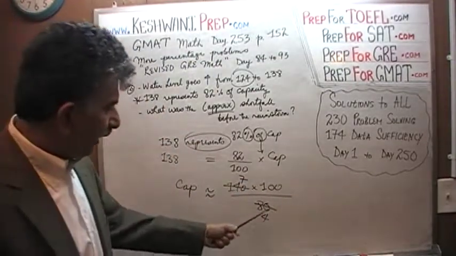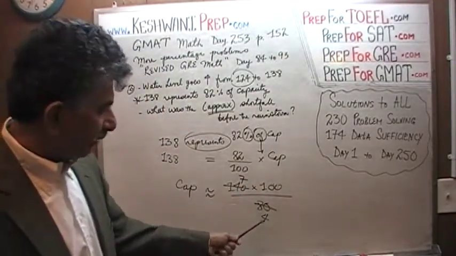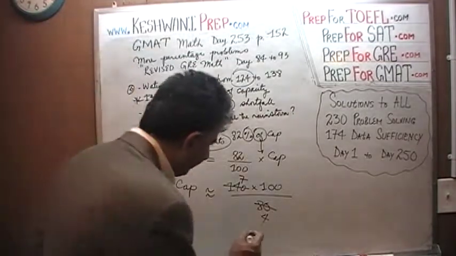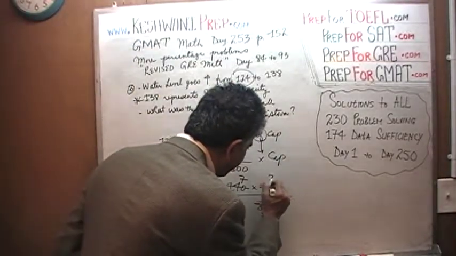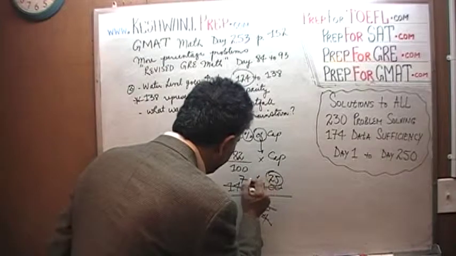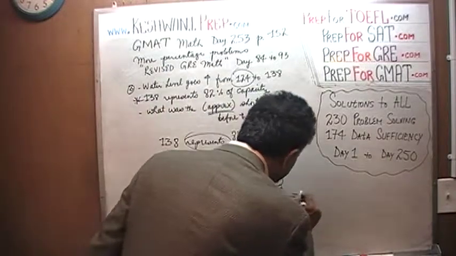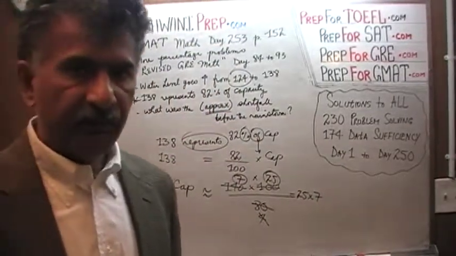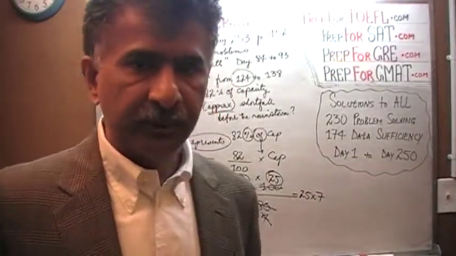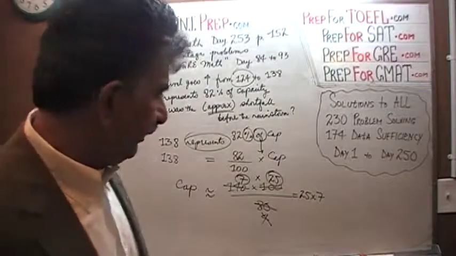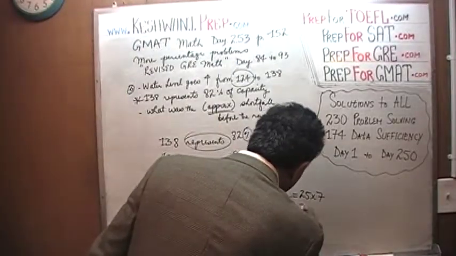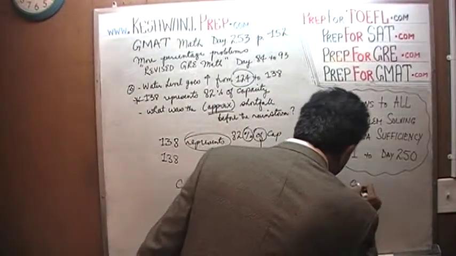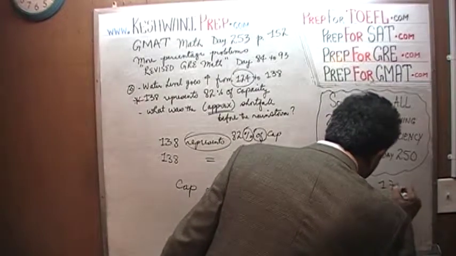We see a 4 on the bottom and 100 on the top. Let's divide top and bottom by 4. The 4 disappears and 100 becomes 25. So we end up with 25 times 7. How much is 25 times 7? Well, 25 times 8 is 200, so 25 times 7 must be 175. That's the capacity, approximately 175.